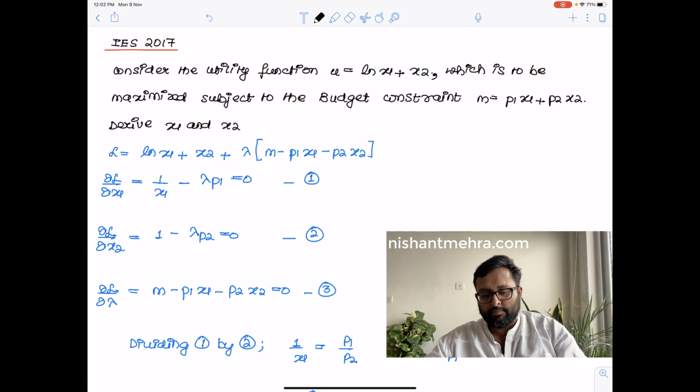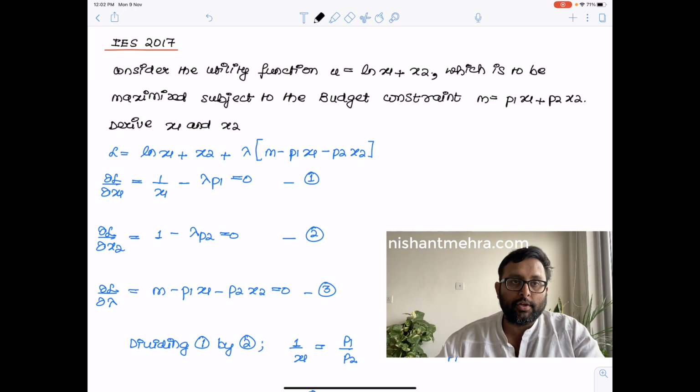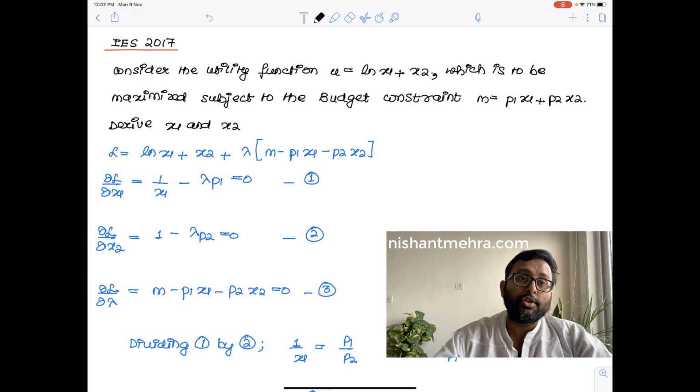Then you have this question. This is a quasi-linear function. U equals log of x1 plus x2. So quasi-linear functions are used for what kind of goods? Necessities. Quasi means what? Quasi means like linear. So then it's not linear but not completely non-linear. So it is linear because of x2, non-linear because of x1 out here.